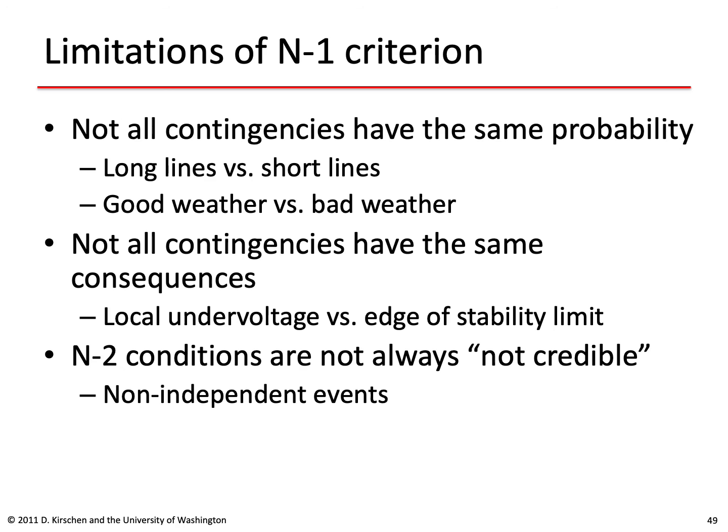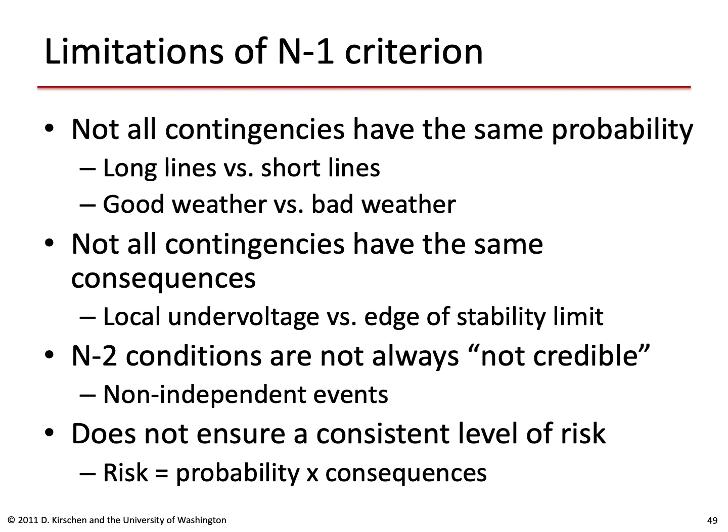So the conclusion is that the N-1 criterion does not ensure a consistent level of risk, where we define risk as being the product of probability and consequences: the probability of a contingency occurring, and the consequences measuring the severity of what might happen if this contingency does occur.